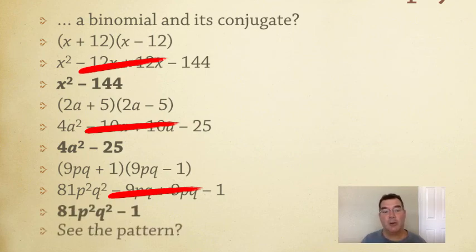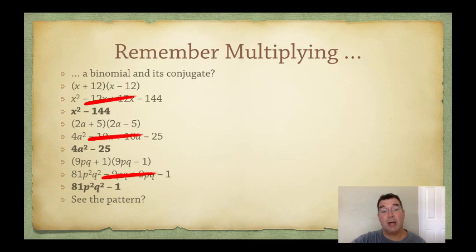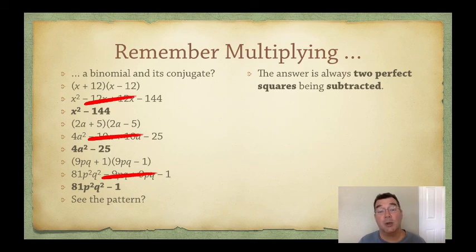Okay, so I want you to see if you can see a pattern between the question you were asked and the answer that you got when you're multiplying, because we have to work backwards. So what you'll realize if you look at these examples is that the answer is always going to be two perfect squares that are being subtracted. I can write that as something squared minus something else squared, or a squared minus b squared.